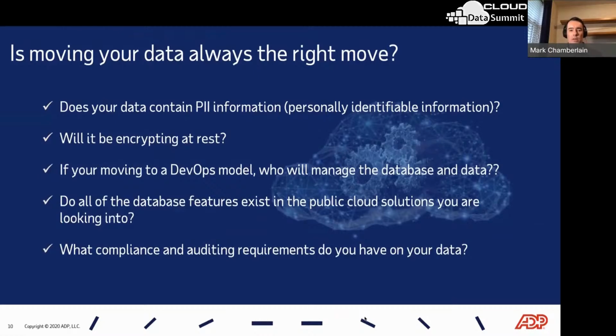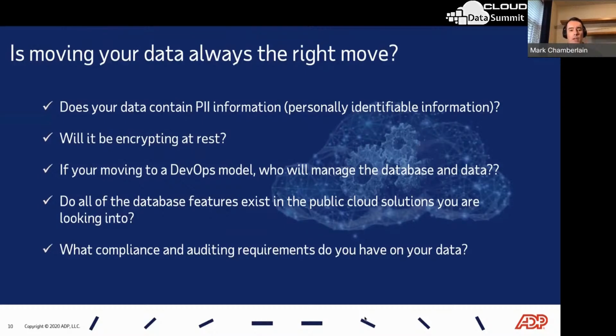Now you have to start thinking about sometimes other parts of that data. Does your data contain PII, personally identifiable information? And if it does, are you going to be masking that? Are you using masking features now inside your private data center, inside your private cloud? How do you protect that personally identifiable information?